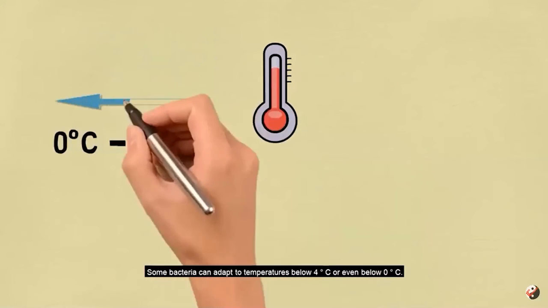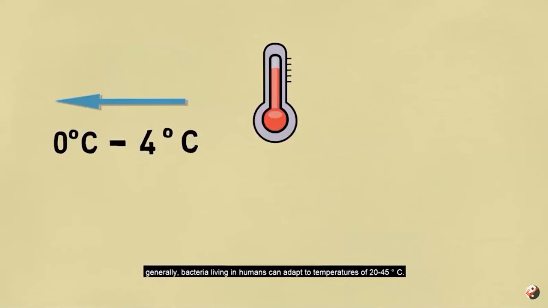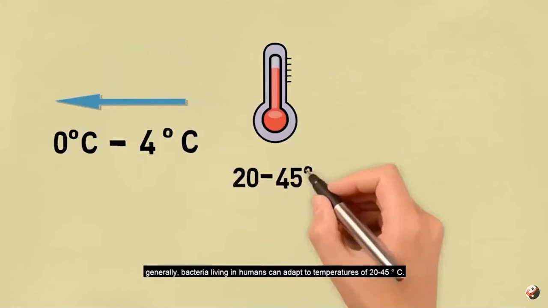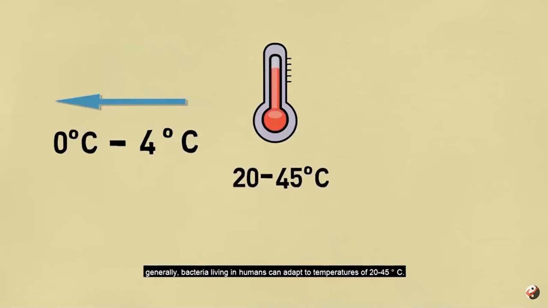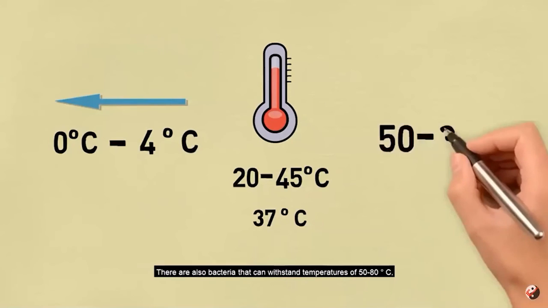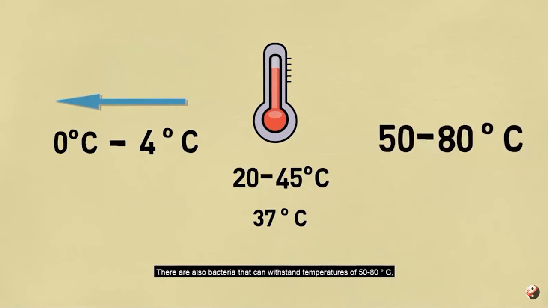Generally, bacteria living in humans can adapt to temperatures of 20 to 45 degrees Celsius. Growth was best at 37 degrees Celsius or near body temperature. There are also bacteria that can withstand temperatures of 50 to 80 degrees Celsius, which can be found in hot springs and geothermal soils. Some bacteria require light for growth.